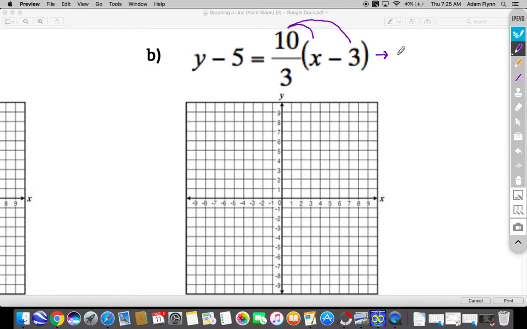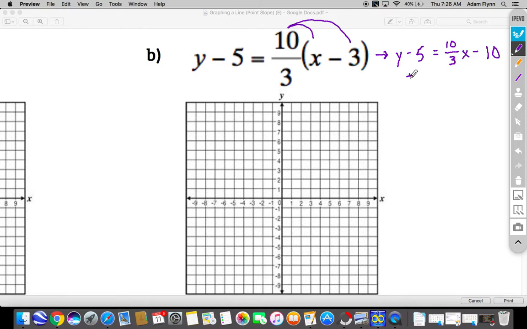So I end up getting y minus 5 equals 10 over 3x. And now I've got 10 times negative 3, which is negative 30. So I'm going to take this negative 30 and divide by 3. So negative 30 divided by 3 is going to be negative 10. Okay, so that's just multiplying fractions together. 10 over 3 times negative 3 over 1.